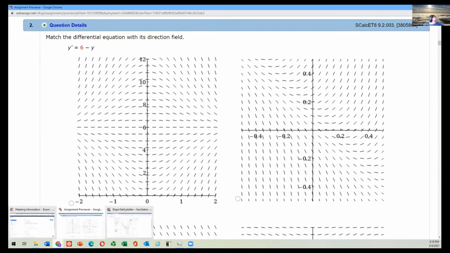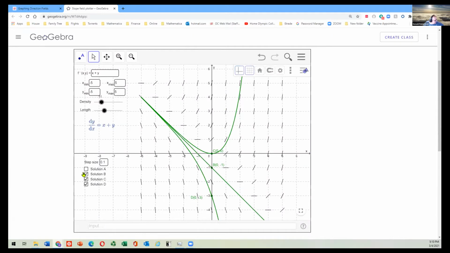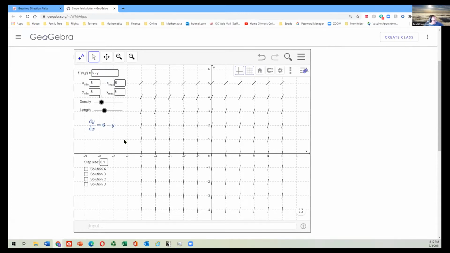So you go to that piece of software that I was using a few minutes ago, this one here. I'll click off these. And I like this piece of software better than the other one. And you just go up here and you can do 6 take away y. So when I click off it, there. Now, do you see that is quite a different looking direction field?